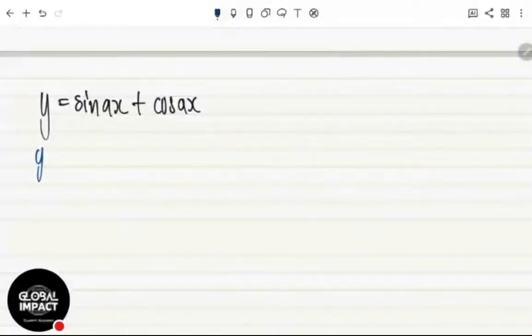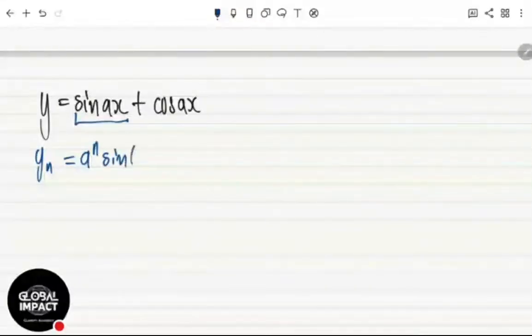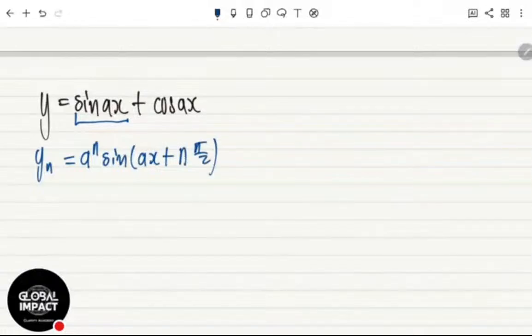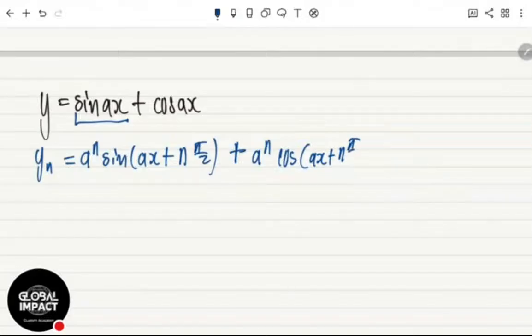What is it? The nth derivative, y to the n, is going to be equal to: you take the number before x, which is a to the n, then you bring this back. It will be sine of ax, but it is now plus n pi over 2. Then here, plus a to the n, then cos of ax plus n pi over 2, because this will come back, but it now has n pi over 2.